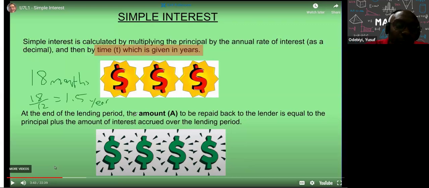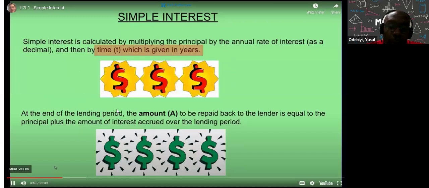So we have to represent everything in years, okay? When we're dealing with simple interest, okay? So if I say 3 months, well, I have to do 3 months divided by 12. And that would be the time that I put in, okay? So it's important to remember that. Remember that it's always in years.